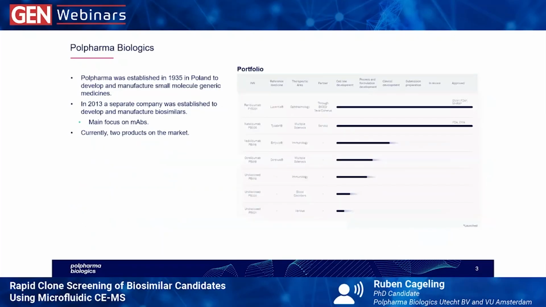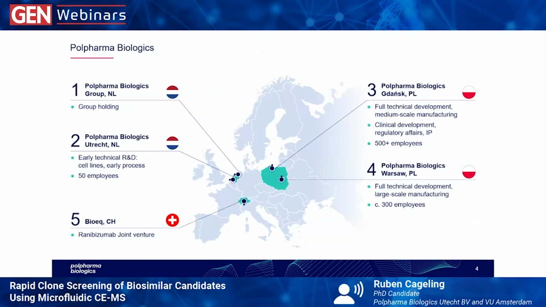So Polpharma Biologics, Polpharma itself was established in 1935 in Poland as a company that develops and manufactures small molecule medicines. And in 2013, the owner decided to start a separate company called Polpharma Biologics to develop and manufacture biosimilars. And as I said, the main focus here is on monoclonal antibodies. And currently, as you can see from our portfolio, we have 2 products on the market and many more to come. So we are located at several places. Our group holding is located in Amsterdam, while I am located in Utrecht.